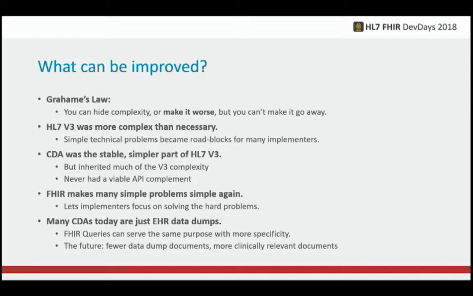So even though CDA was stable and simpler than the rest of HL7 version 3 and saw more widespread implementation, it inherited much of that complexity. And it never had a viable API component. It was really just a standard for here's what electronic documents look like in XML. It didn't tell you how to send it and such. There are a bunch of related standards out there, like IHE's XDS specifications, Direct messaging, things like that. But those aren't built in. It was never tightly coupled to the standard.